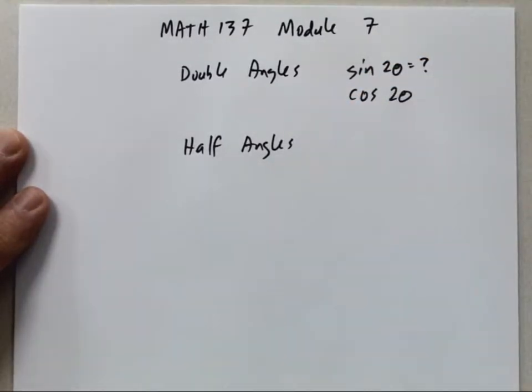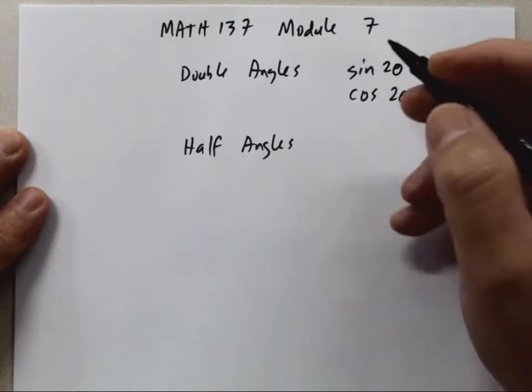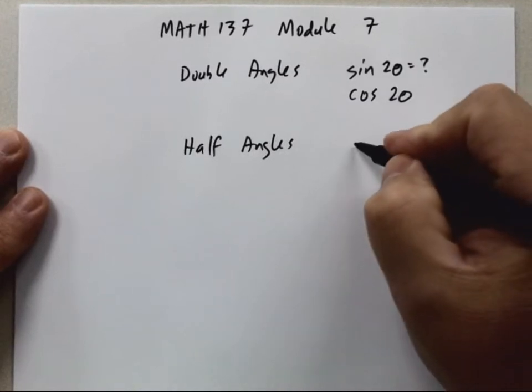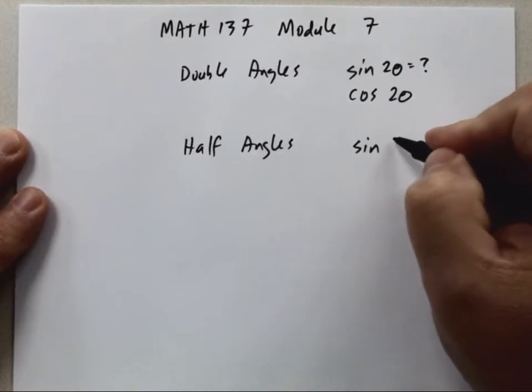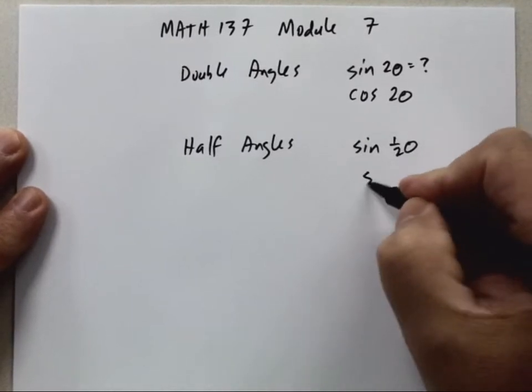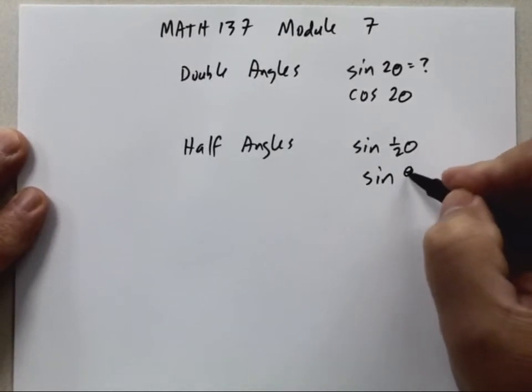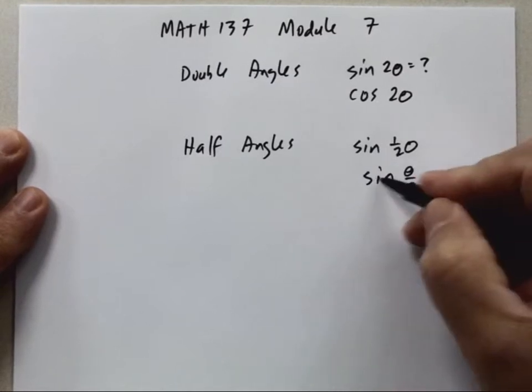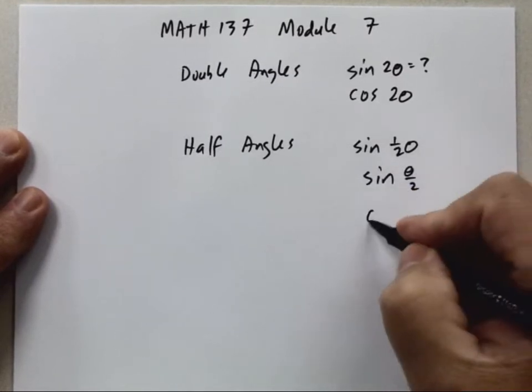And at the same time, we're going to look at how to calculate or compute or figure out half angles. So a half angle, of course, would be, or I guess maybe it's more common to write it, sine of theta over 2.